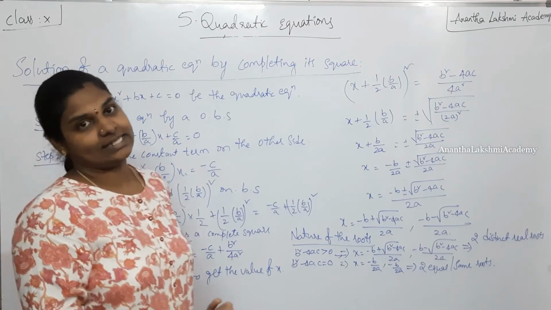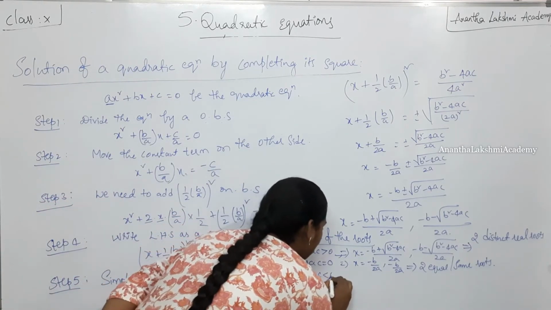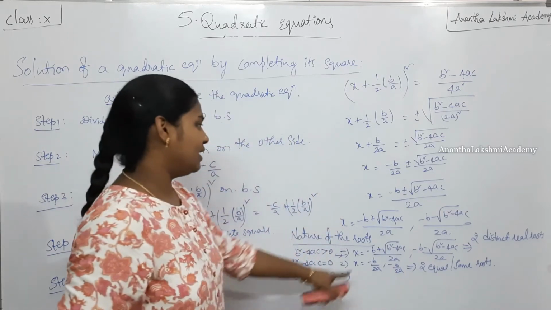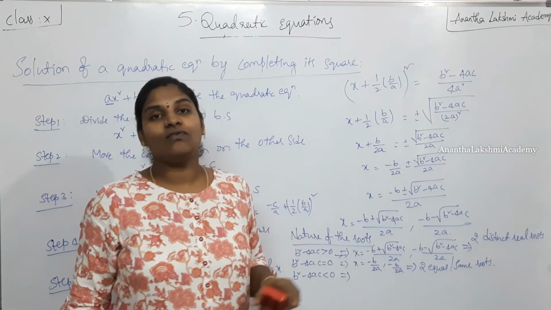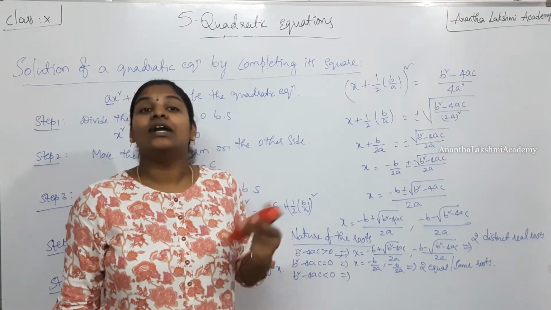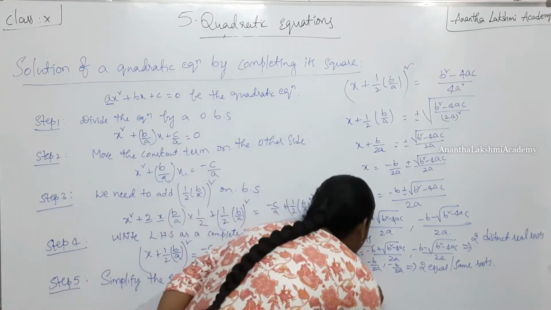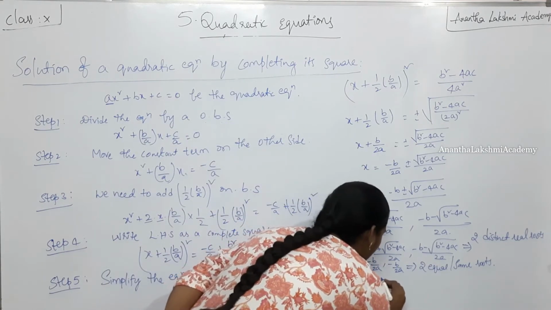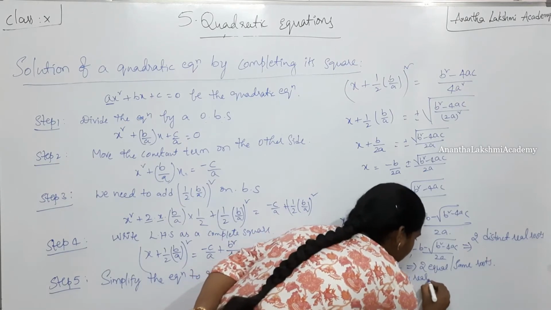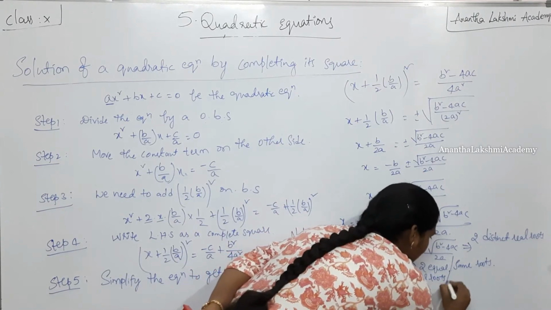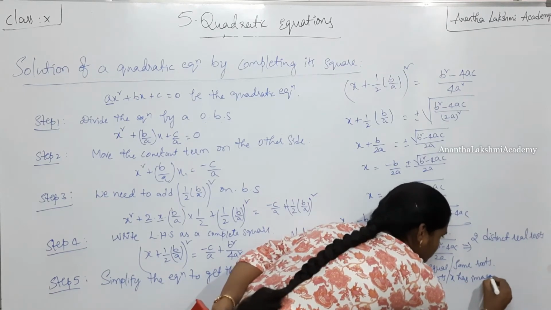Now the last case, which is b square minus 4ac less than 0. When it is less than 0, what happens? Under root of a negative term cannot be defined. So x cannot have real roots in that case, or x has imaginary roots.